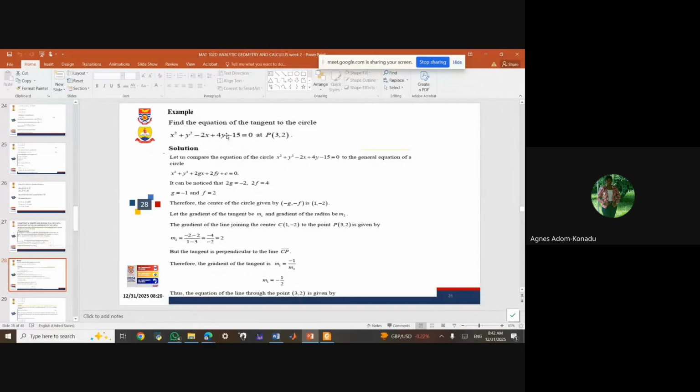So, for example, it says find the equation of the tangent to the circle at this point. Now I want to find the equation of the tangent.